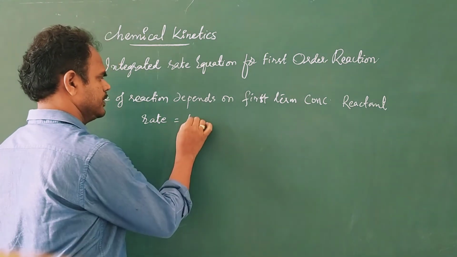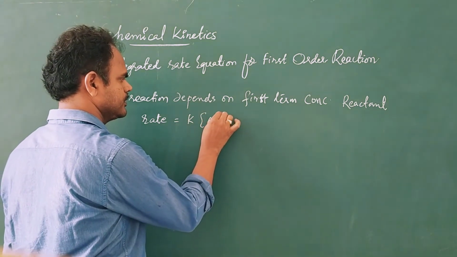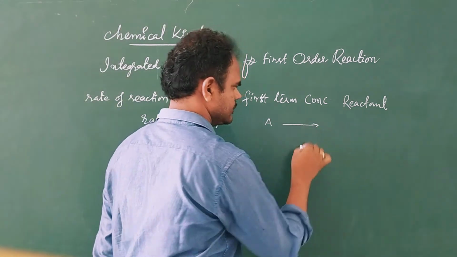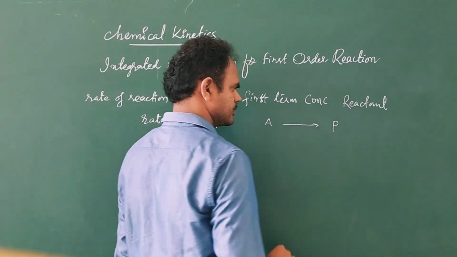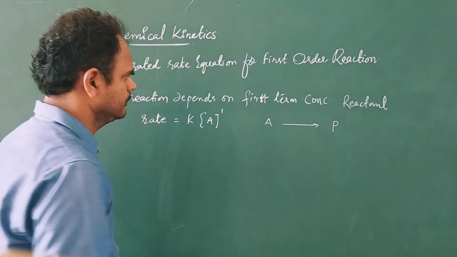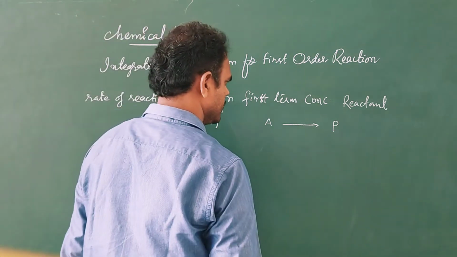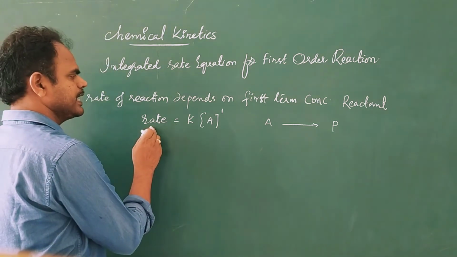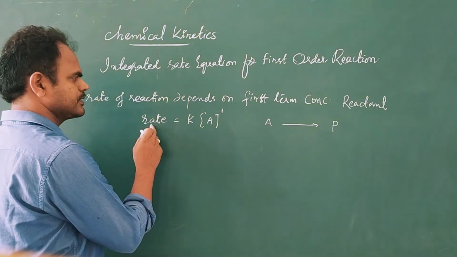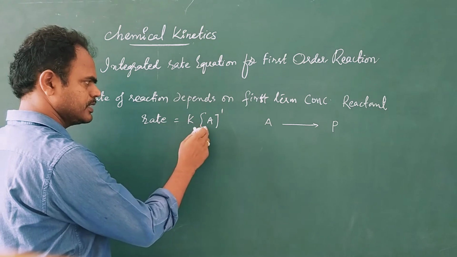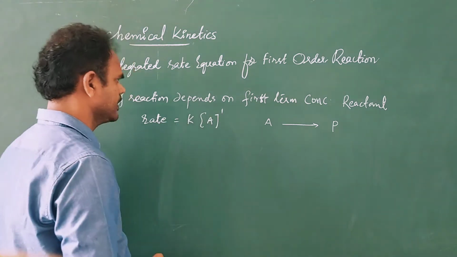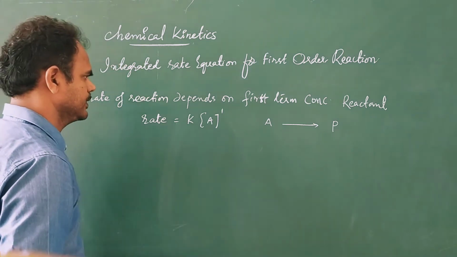equal to K into A to the power 1, if A is the reactant that changes to the products. So the rate of reaction is directly proportional to the concentration of reactant raised to the power 1, then it is a first order reaction, we say.